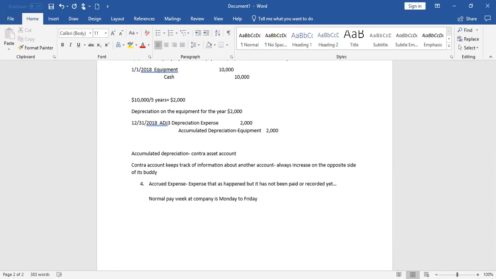Every Friday is payday, $2,000. So every Friday, the company does this journal entry. They debit wage expense or salary expense and credit cash because they pay that week's wages on Friday for all the work done that week. And for the majority of the year, that's the journal entry that happens.